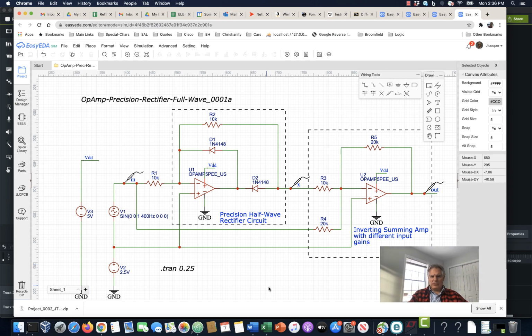We've saved that. So here's a precision half-wave rectifier circuit, and I believe it's an inverting rectifier. And then here's an inverting summing amp that's going to take that signal times -2 and add it to -1 times the original input signal, and you're going to come back with a full wave signal.